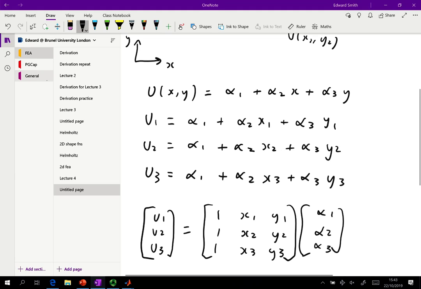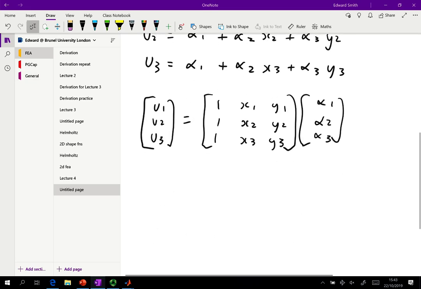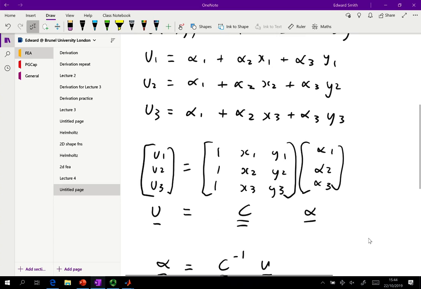And again, you could try to solve these manually, but the process is not trivial. So in matrix form, we can write this as u is equal to some matrix C times the matrix alpha. That means that alpha, the coefficients that we want to find, is going to be equal to C to the minus 1 times u. So we're basically just going to invert this matrix and move it over to the other side in order to get the values of alpha that will define our triangle. Does that seem okay? Everyone happy with that?